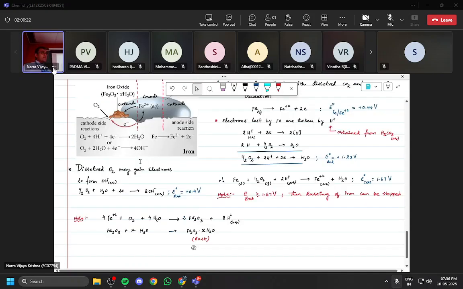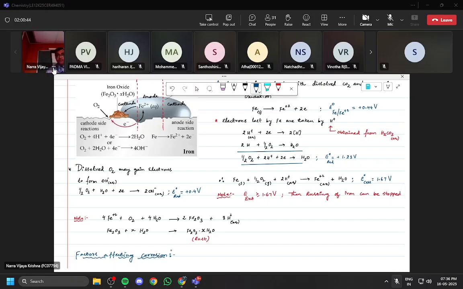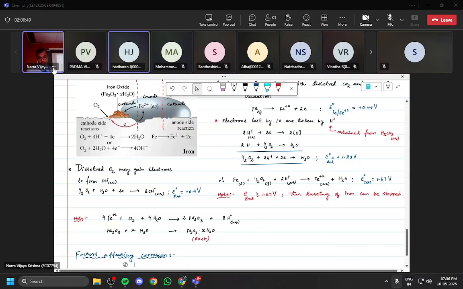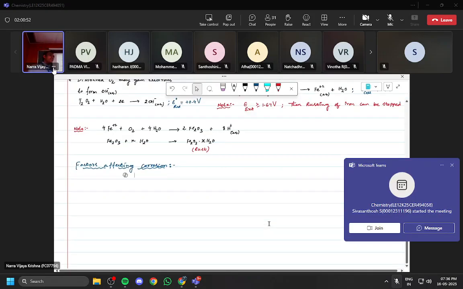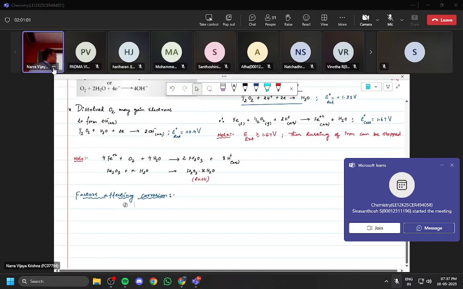Now, how to stop corrosion? So I am writing that point: factors affecting corrosion. Already you know one factor. If E external becomes greater than E naught of cell, that is greater than 1.67 volts, then obviously corrosion will be stopped. Here the voltage will be even less than that now.